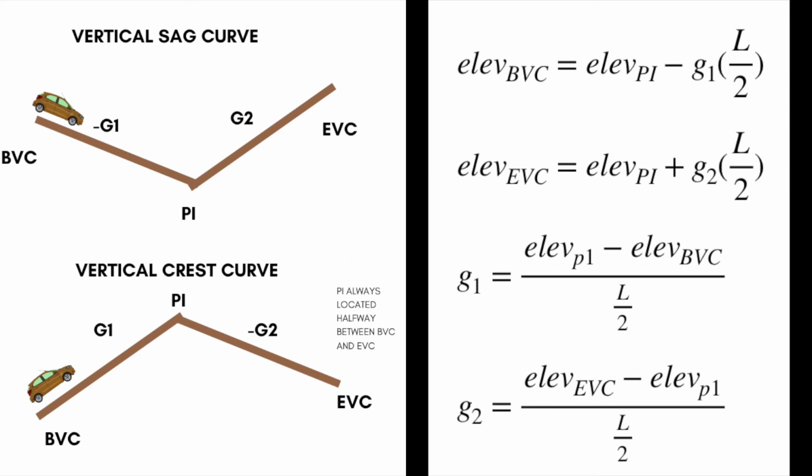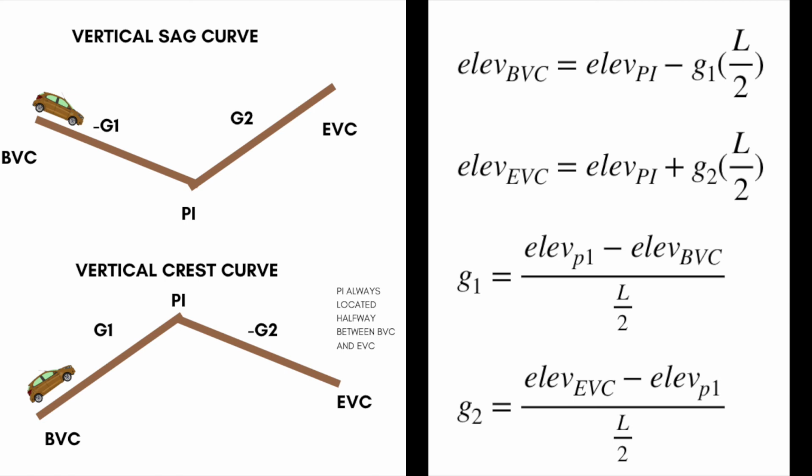And so these equations that we get are basically just saying that the elevation of the BVC can be related to the elevation of the PI. And that's related to negative G1 because it is actually going downwards, and we multiply it by L over 2. As we said before, the PI is always located L over 2, halfway between the BVC and the EVC. Same thing with the next equation. The elevation of the EVC is equal to the elevation of the PI plus G2 times L over 2.